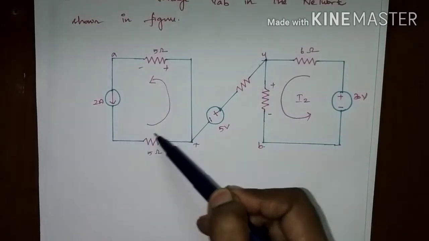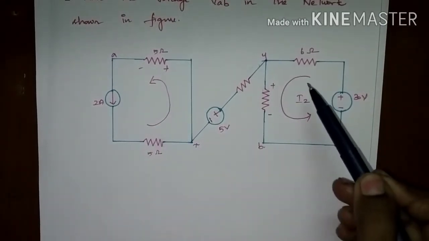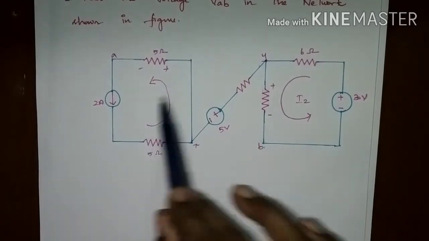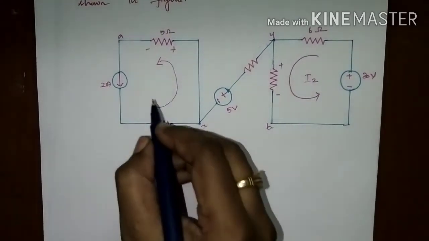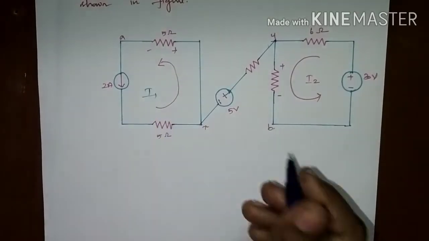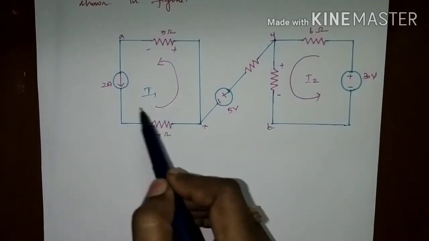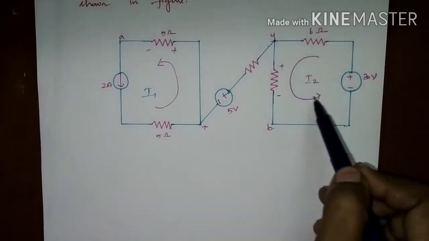The current will be flowing in this direction, and here the current will be flowing in this direction. Those two loops are separate loops. So the I1 current can be found. I1 is a current flowing in the first mesh. I2 is a current which is flowing in the second mesh.